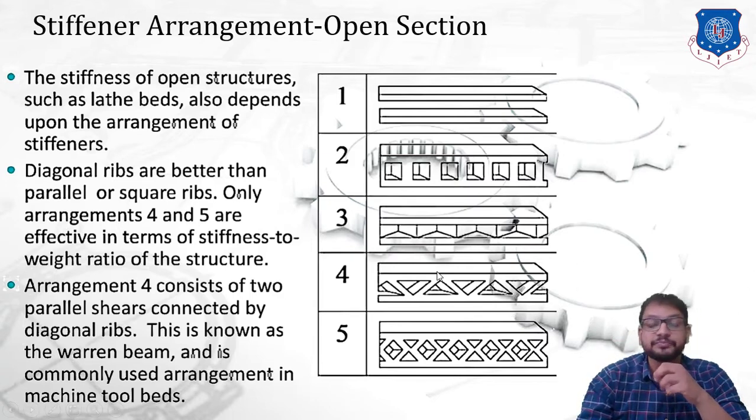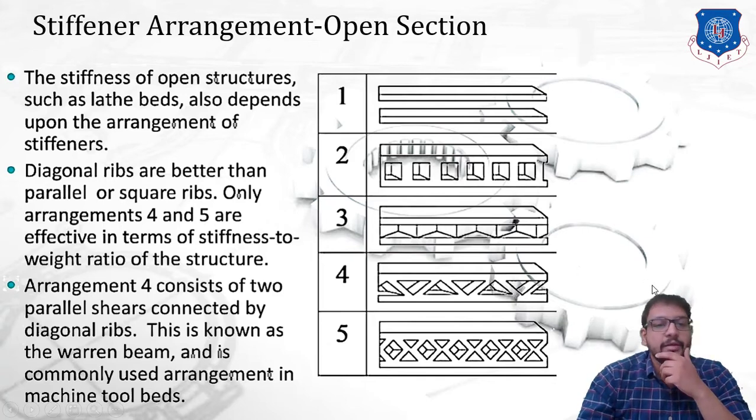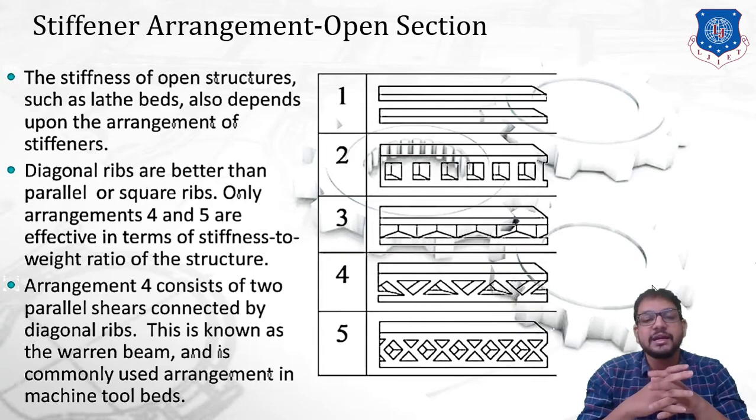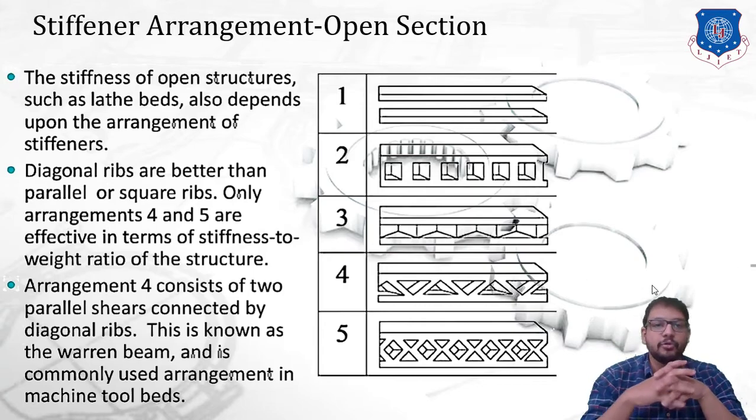of a structure. Arrangement 4 consists of two parallel shears connected by diagonal ribs. Okay, you can see a diagonal rib is used. This is known as a Warren beam and is a commonly used arrangement in machine tool beds. So the most preferable type of arrangement you would have seen in a lathe bed is this figure number 4. Even it's called a Warren beam. Remember, it consists of two parallel shears connected by diagonal ribs.